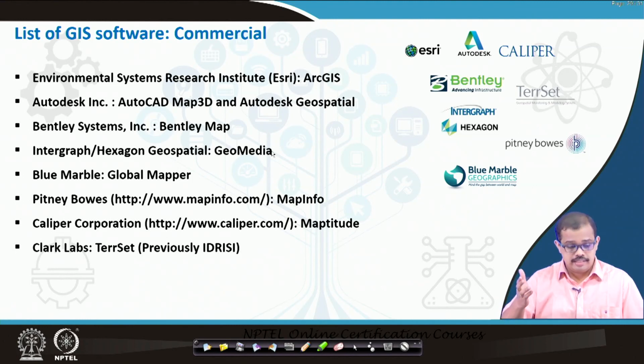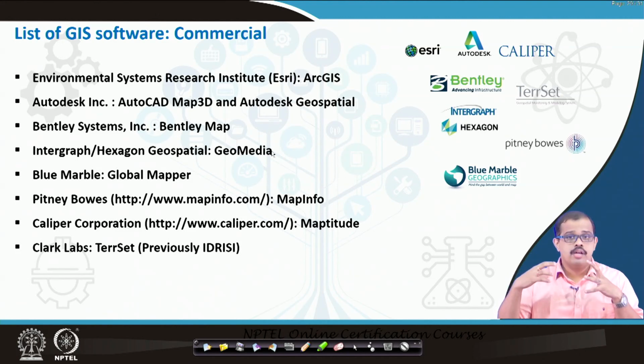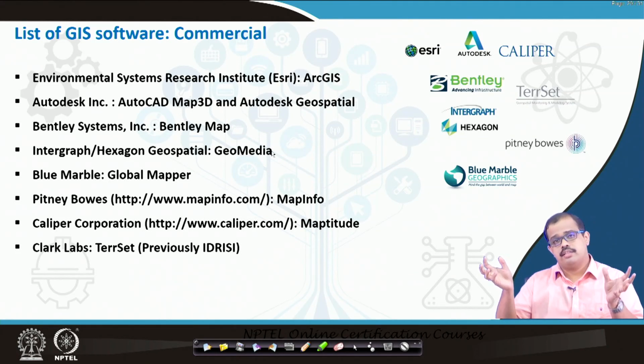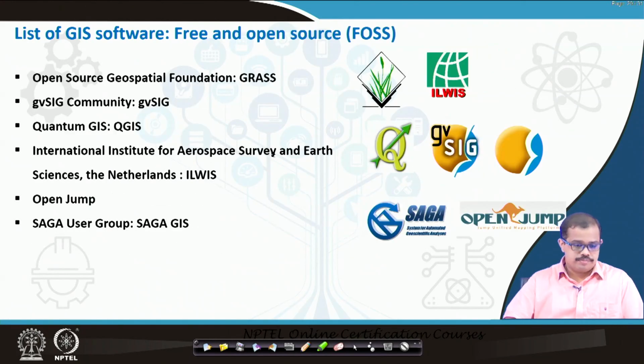Then you have TerrSet, Clark Labs. So this was previously called Idrisi, but now it's called TerrSet. TerrSet is in fact one of the comprehensive softwares which has the capability of using any kind of data models that are available in a GIS system, and can be extremely handy when you are trying to model and visualize a particular environment or a particular system. So the Idrisi or TerrSet can be extremely useful.